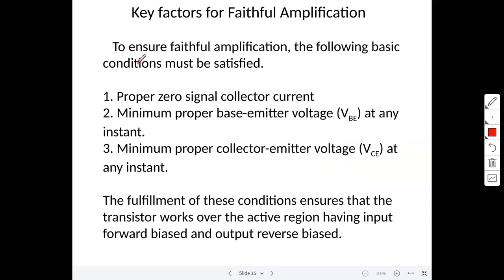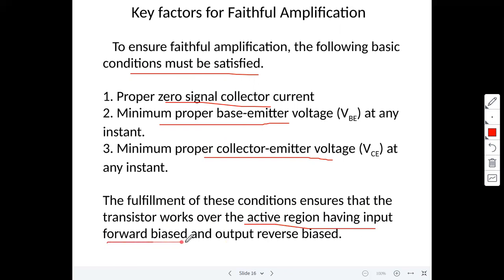Some conclusions here. To ensure faithful amplification, the following basic conditions must be satisfied: proper zero signal collector current, proper minimum base to emitter voltage, and proper minimum collector to emitter voltage at any instant. The fulfillment of these conditions ensures that the transistor works over the active region, having the input forward biased and the output reverse biased.